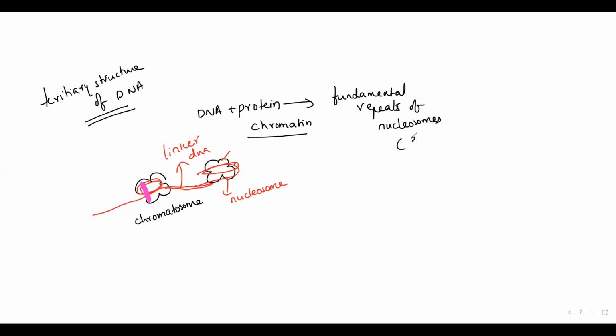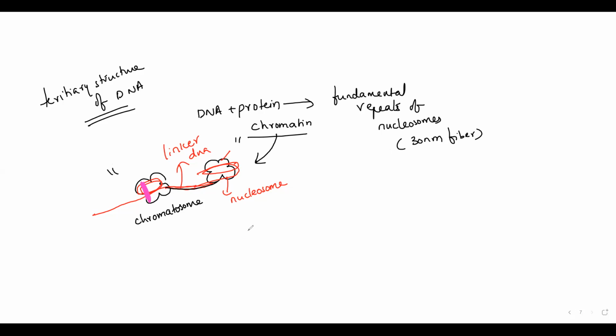So we can see that the fundamental repeats of the nucleosomes are found in the chromatin, and this is going to be around a 30 nanometer fiber, the chromatin material. You can see that the chromatin has these repetitive nucleosome structures. This is in a diagrammatic way I'm giving you. And remember that if this DNA is highly coiled, in between you can see this structure called a linker DNA.